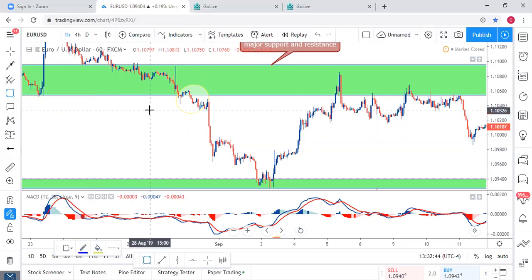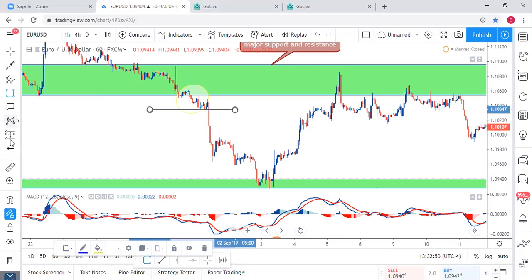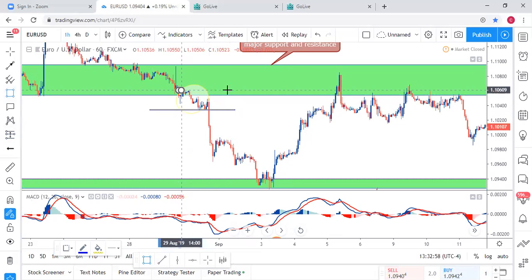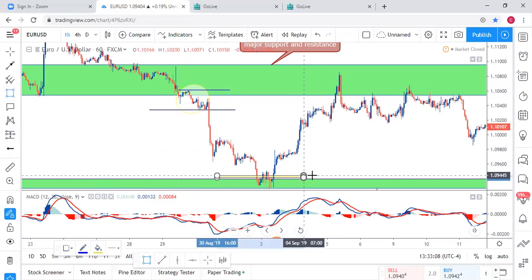You can have a possible entry right here. This could be the possible entry, and you would have set a stop loss anywhere around here, and your take profit could have been anywhere around this general area of support. Those could be points of entry.